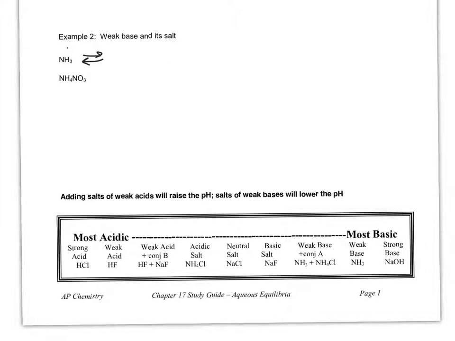You can maybe add H2O here if you'd like. And that would form NH4 plus and OH minus. And then if you add the ammonium nitrate, that is a soluble salt. So it dissociates 100% into NH4 plus and NO3 minus. And so here we have our common ion. Both are giving off NH4 plus.